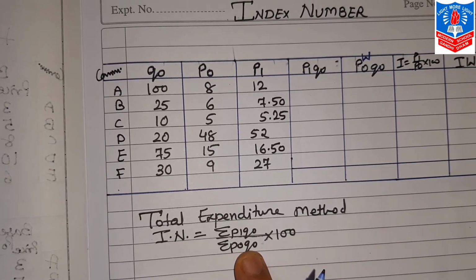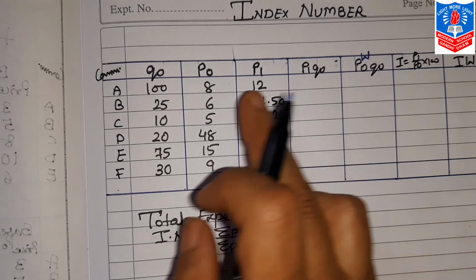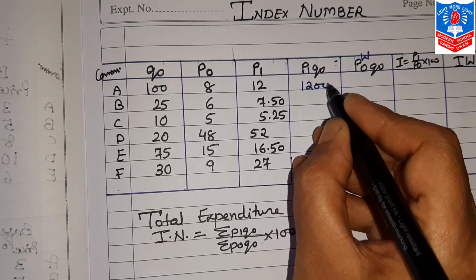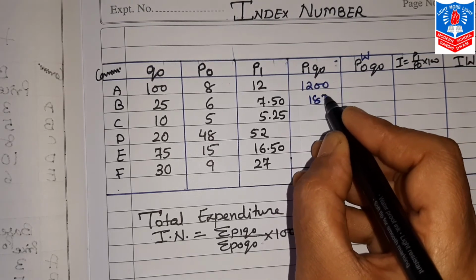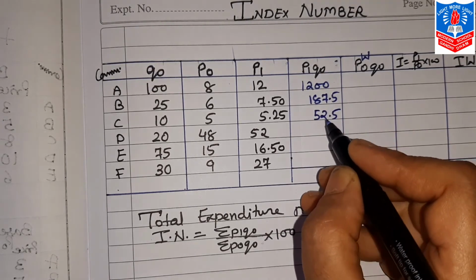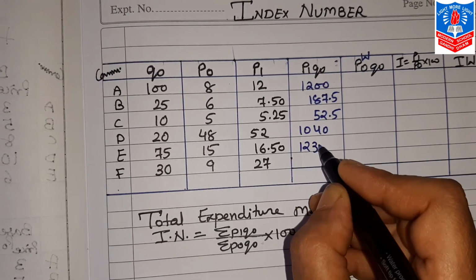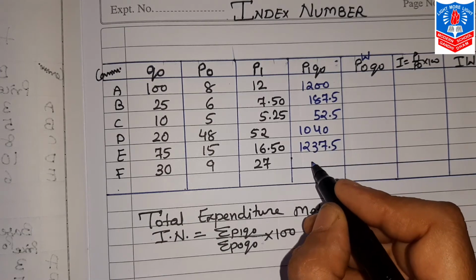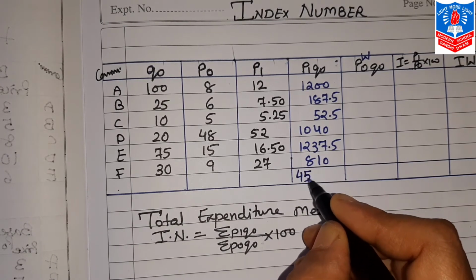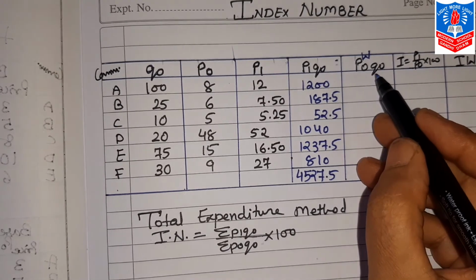Now for that, first we will find P1 Q0. It's too simple. Multiply P1 and Q0. This value comes 1200. Next 187.5. Next 52.5. 1040. 1237.5 and 810. Total of this comes 4527.5. Same way we find W.